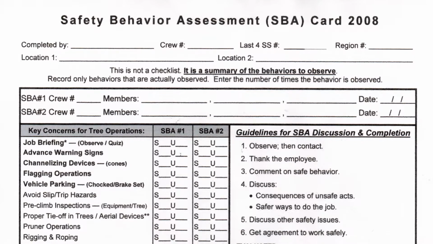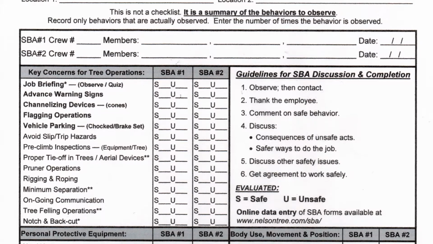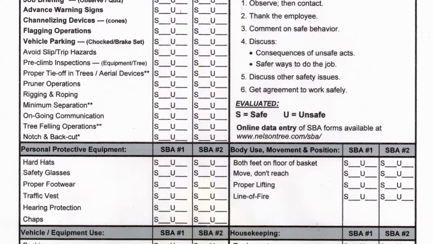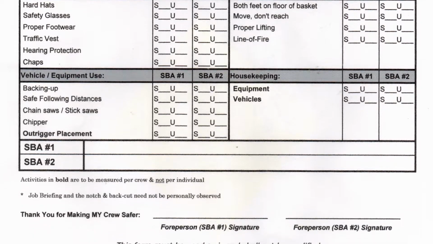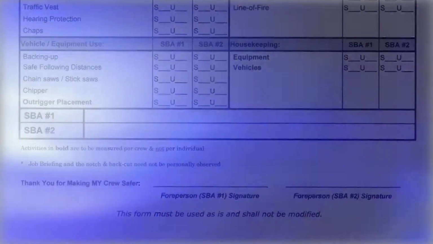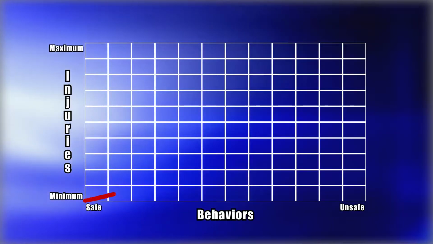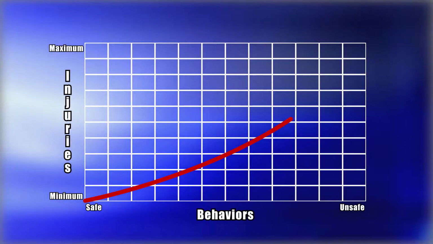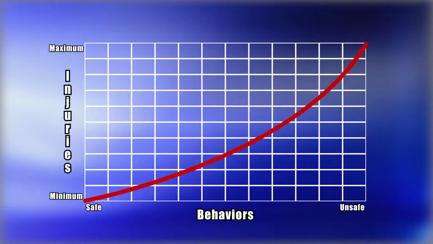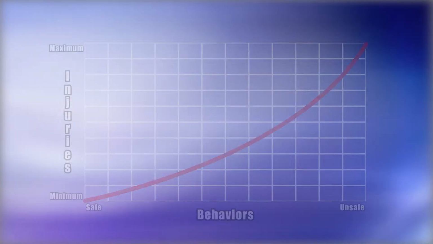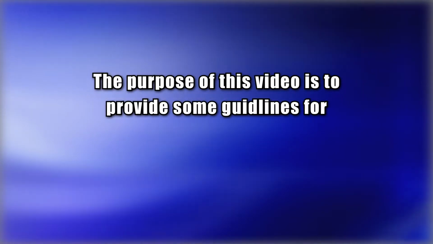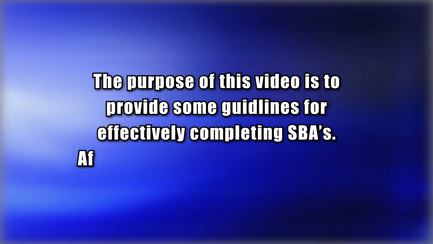Safety behavior assessments are an important field tool used to determine the effectiveness of company safety initiatives and judge how well employees are adhering to safety policies. Patterns of unsafe practices, behaviors, and work conditions can be identified through the accumulation of data and the information used to address emerging trends. The purpose of this video is to provide some guidelines for effectively completing SBAs.